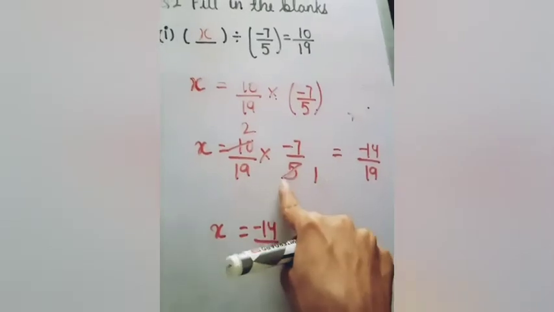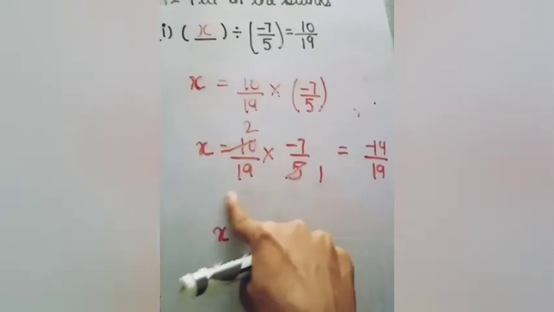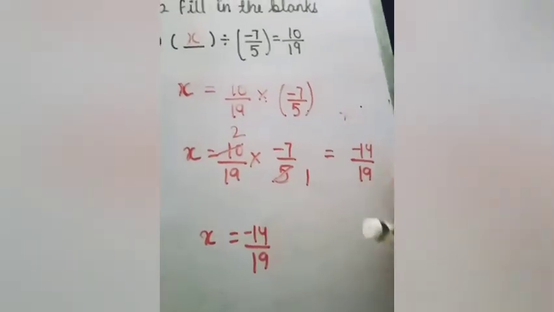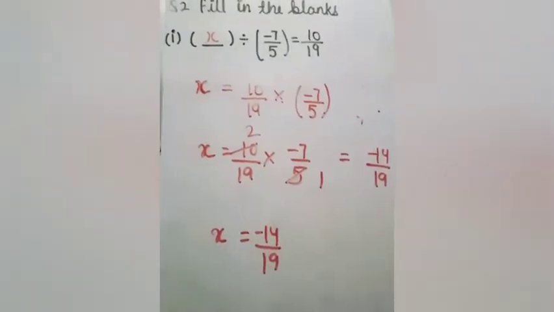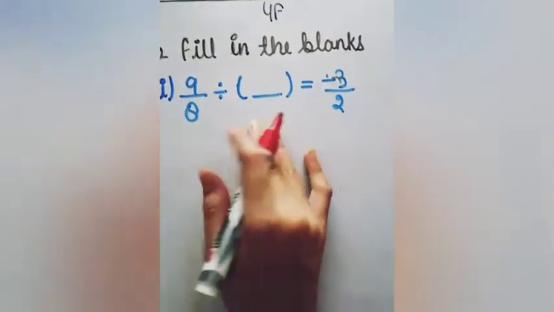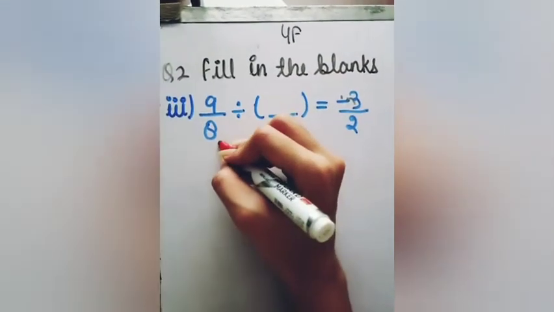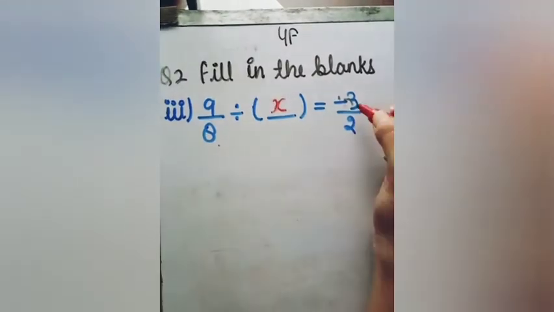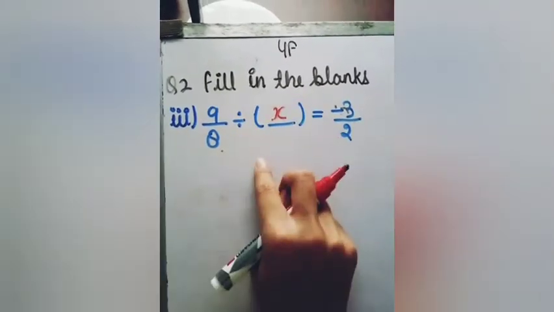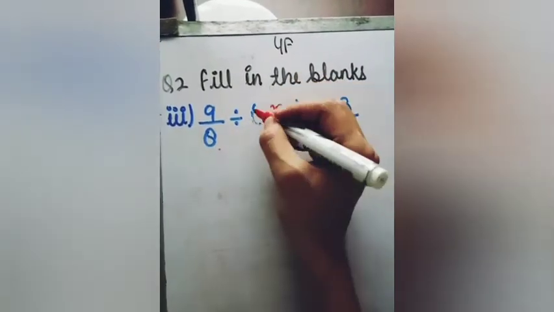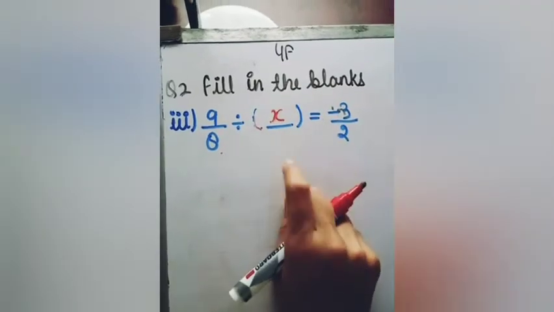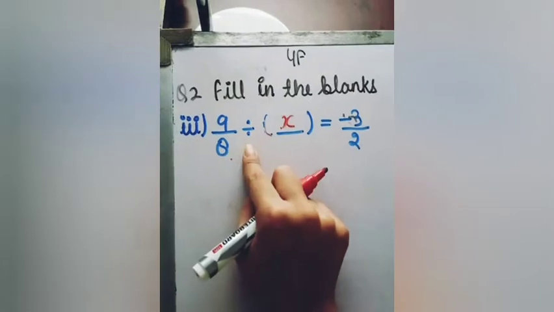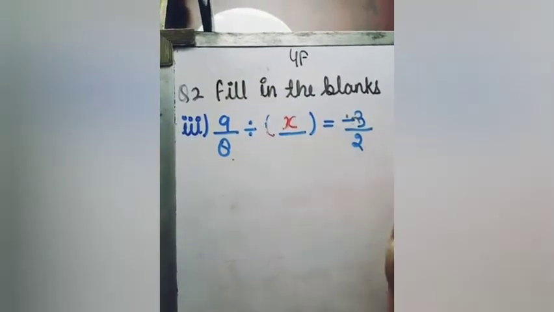Now solve it. 5 2s are 10, 5 1s are 5. Now these numbers do not cancel each other. So here we have -14 upon 19. Now students, see this question. Here 9 upon 8 has to be divided by some number so that we get -3 upon 2. Now see, in the last question we transported the number on this side to the other side, because it was in division. Now here we cannot transport this to this side.